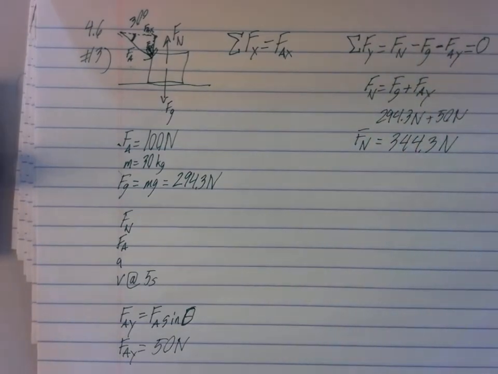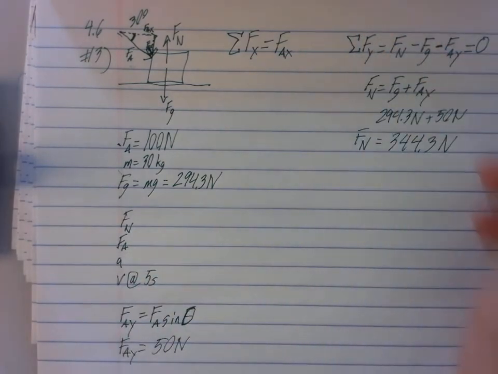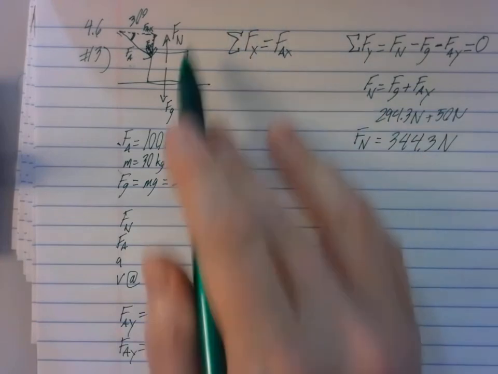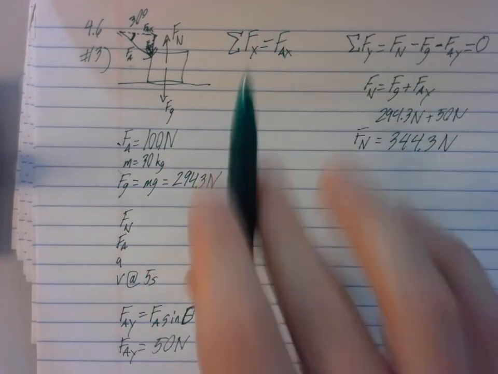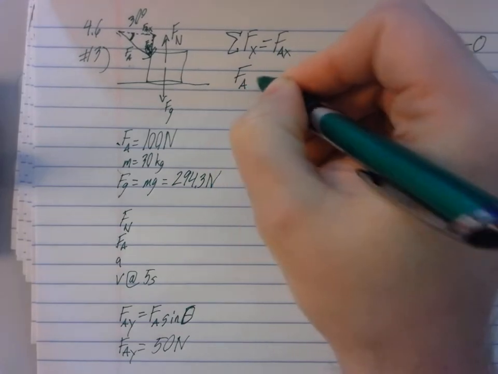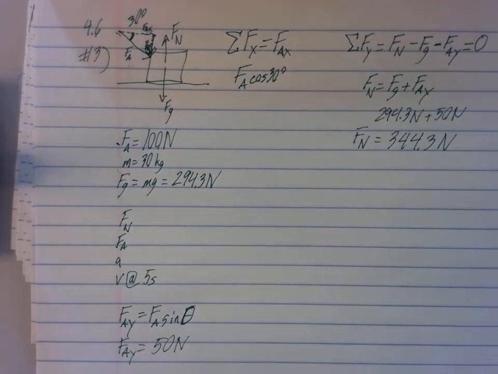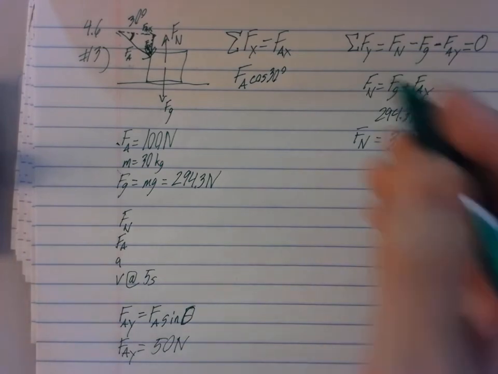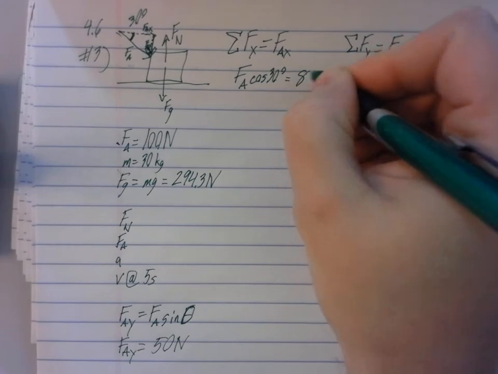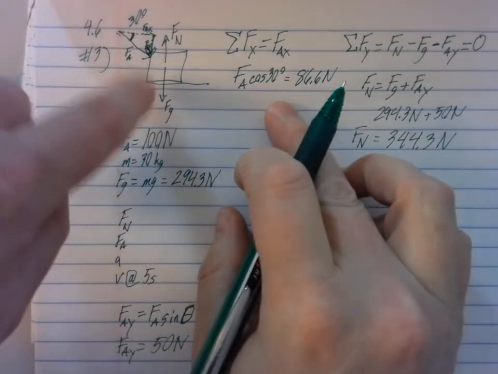Okay, now it's asking what the acceleration is. This is balanced, so it's not accelerating in the y. This is unbalanced, so we have an acceleration here. So our net force here is Fax, which is Fa cosine of 30 degrees. So 100 cosine 30, and that equals 86.6 newtons. So that's our net force acting on the mass.